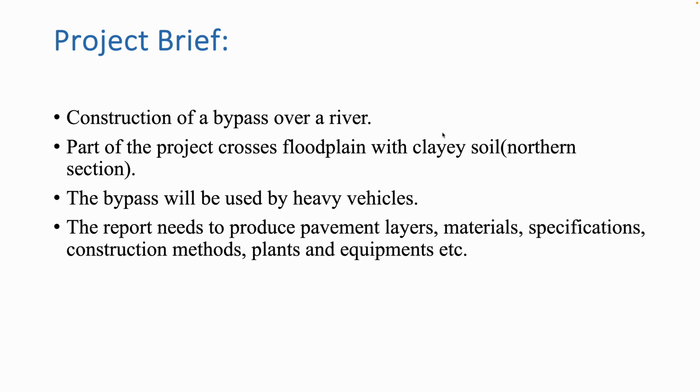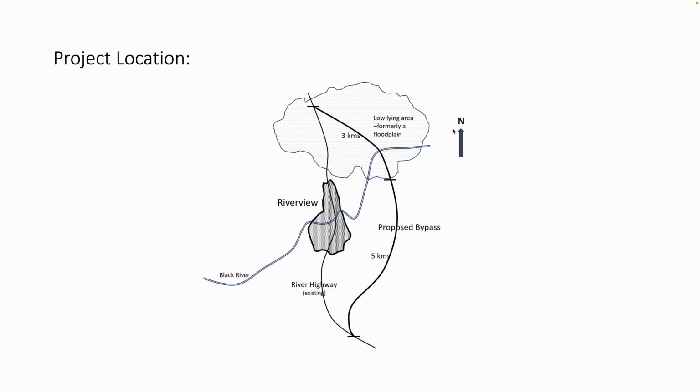And the bypass will be constructed over a river. Part of the project will cross a floodplain with clay soil. The bypass will be used by heavy vehicles, and we need to produce reports on pavement layers, material spec, construction method, plants and equipment. This is an overview of the bypass.